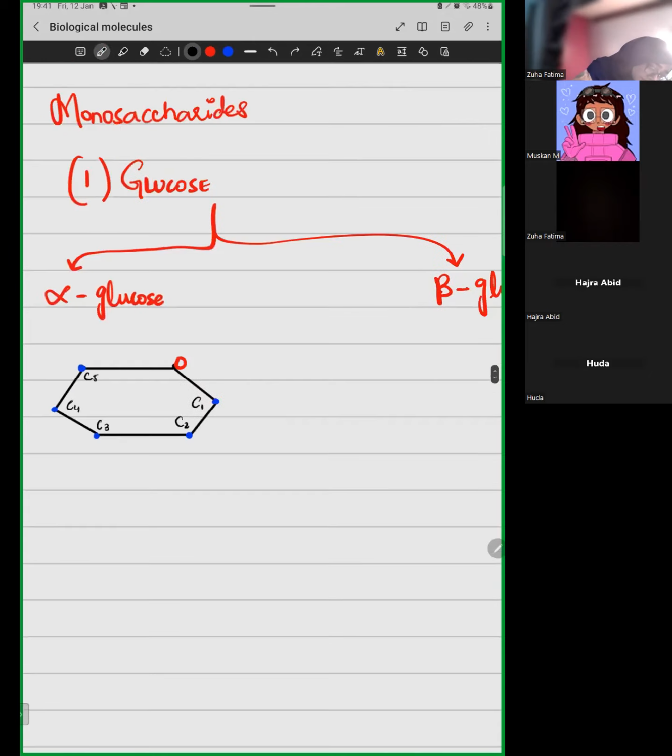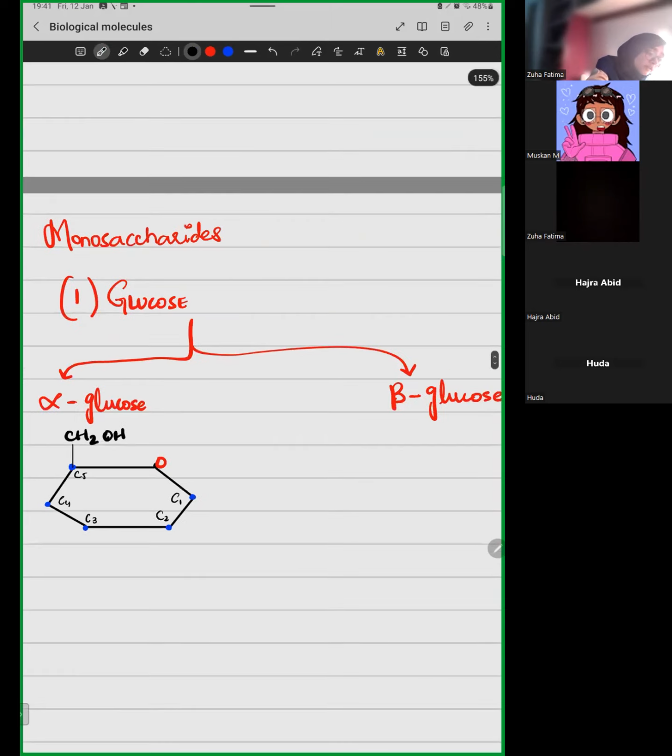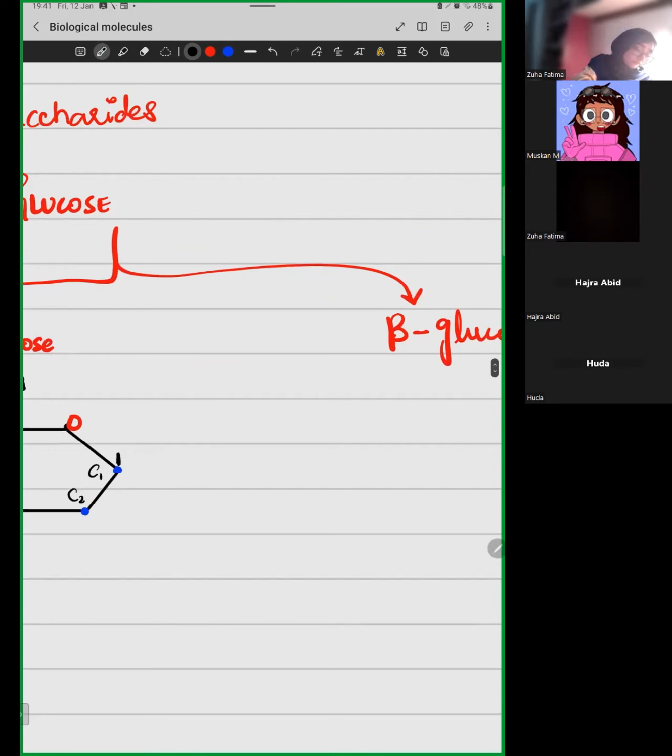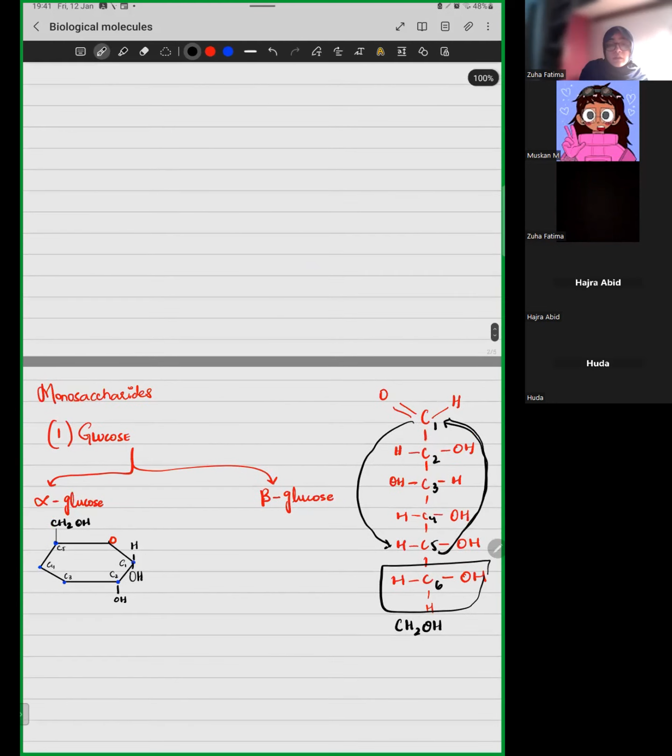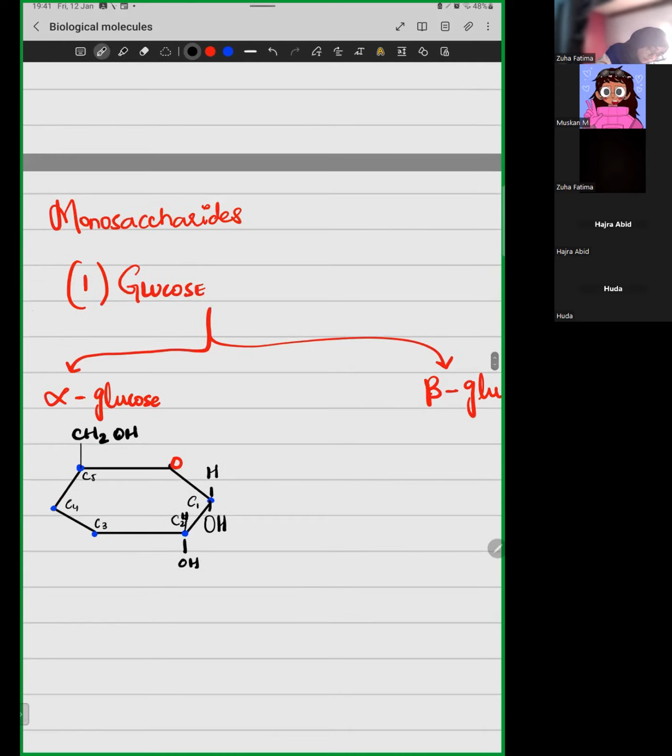It would be lying outside, तो वो इस तरह से बाहर की तरफ होगा, CH2OH. Now let's complete the remaining structure. So this carbon, now this is the structure of an alpha glucose. सही है?